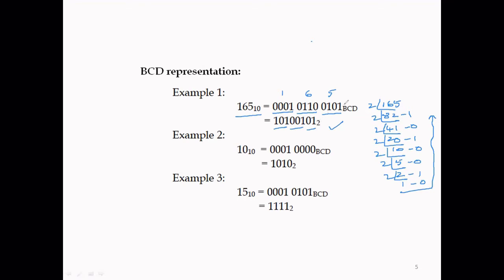Observe the difference between the BCD number for the same 165, ones and zeros, and the binary number system. How many digits has it taken? In BCD it has taken 12 digits, but in binary, 1 2 3 4 5 6 7 8, only 8 digits were taken.